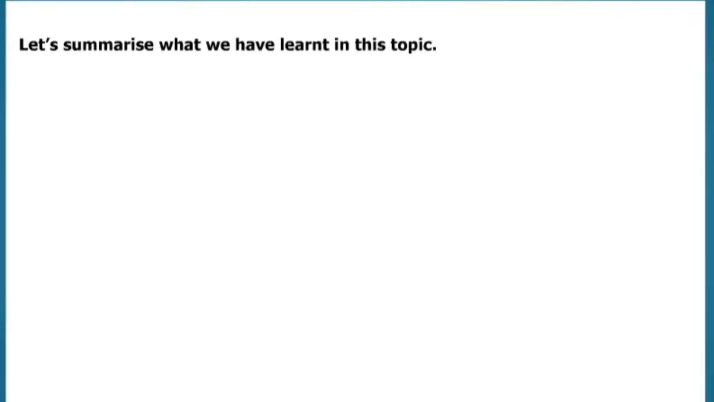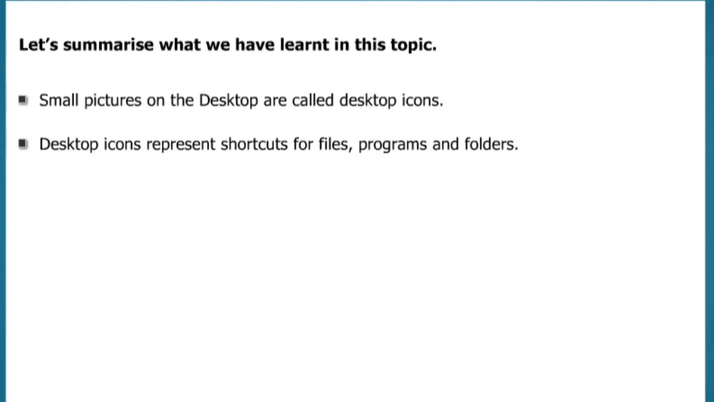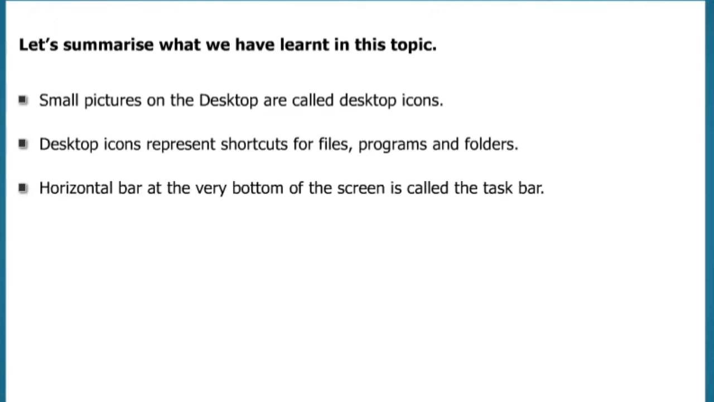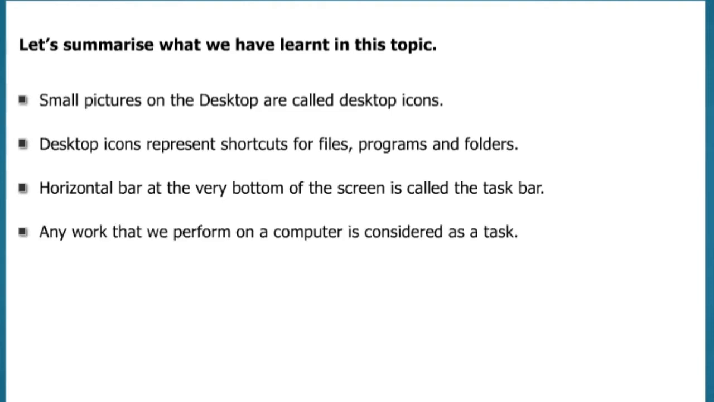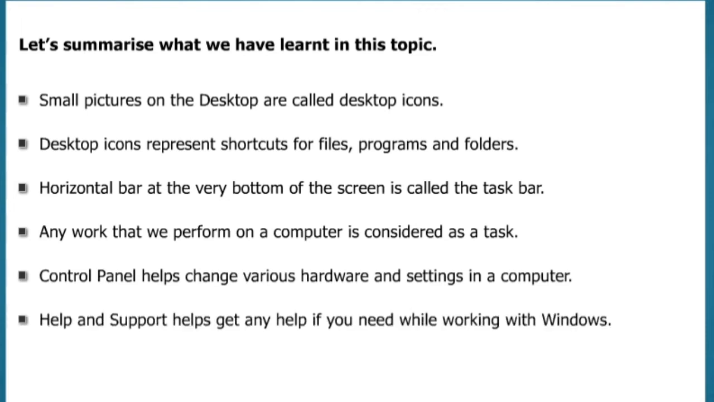Let's summarize what we have learnt in this topic. Small pictures on the desktop are called desktop icons. Desktop icons represent shortcuts for files, programs, and folders. The horizontal bar at the very bottom of the screen is called the taskbar. Any work that we perform on a computer is considered a task. Control Panel helps change various hardware and software settings in a computer. Help and Support helps get any help if you need while working with Windows.